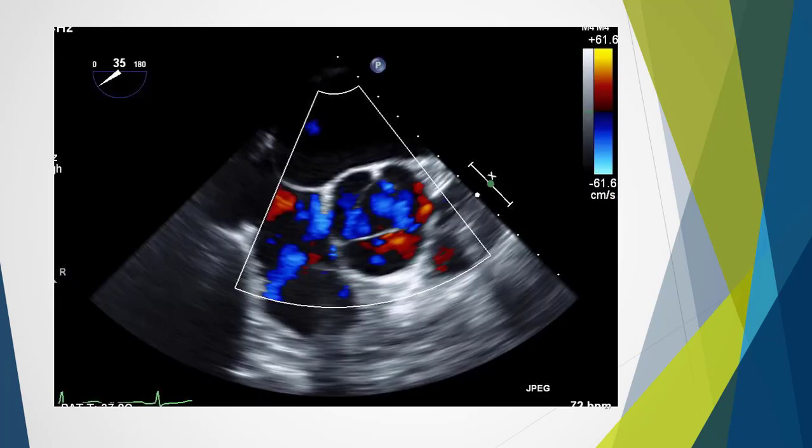What the operator is actually doing is using an electronic control to steer the probe, and there we move from a long axis to a short axis. And here we've got colour flow on the valve.